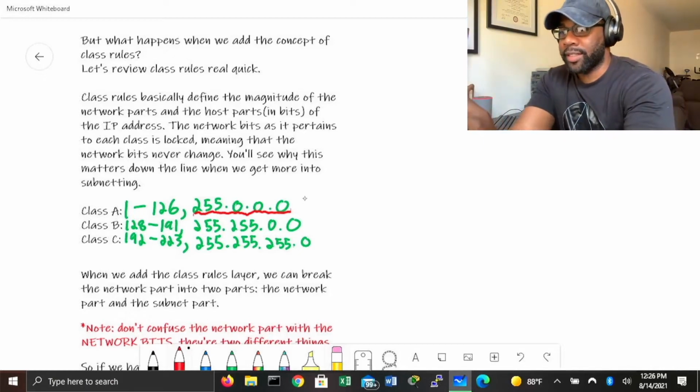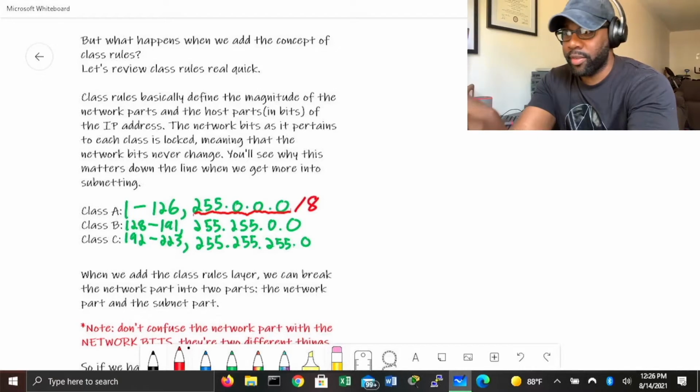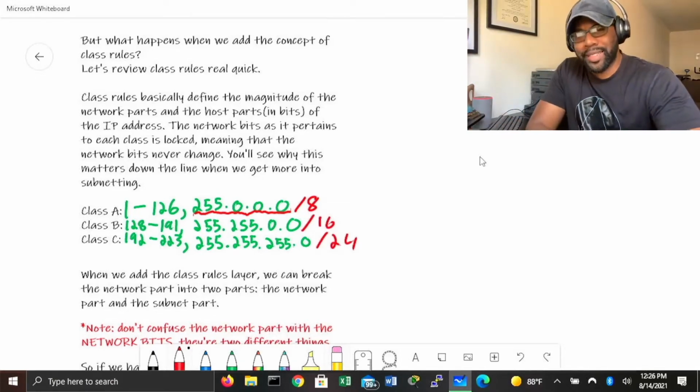So we can just shorten it up. And as per our last lesson, let's just use our slash mask or prefix format notation: /8, /16, and this is /24, right? We've got to get some practice in with these conversions, if you will.